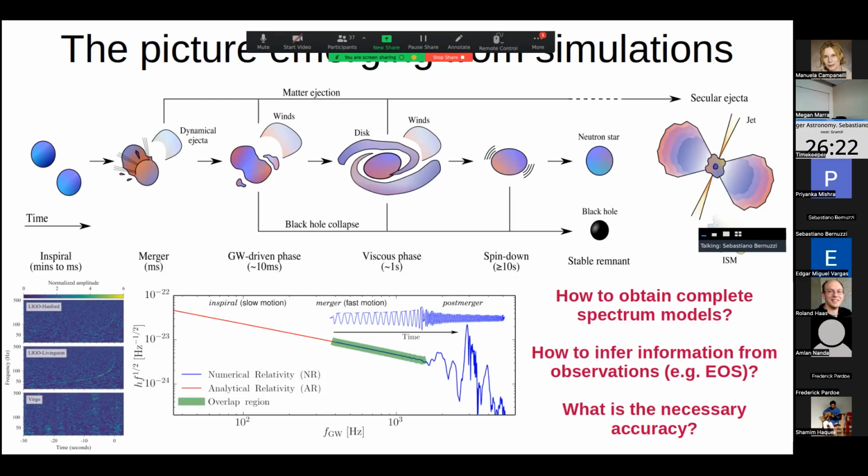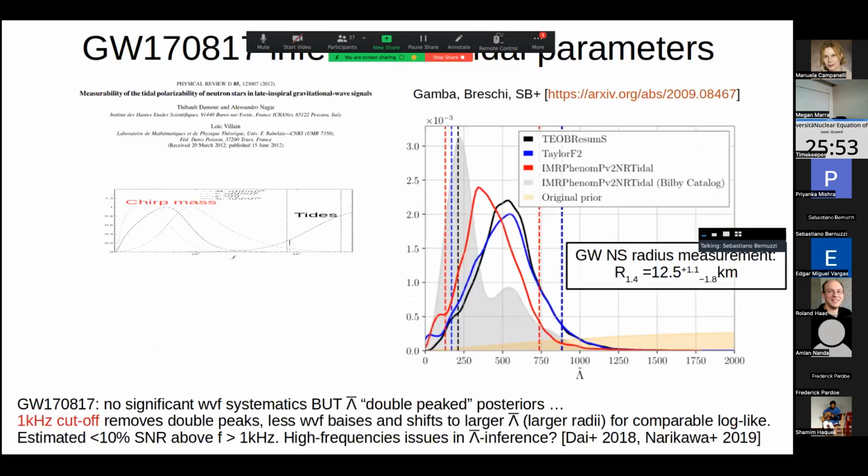And for us modelers, for us theorists, a few questions that we ask ourselves are: how to obtain complete spectrum models, from very low frequency, arbitrarily low frequency, to say kilohertz frequencies; how we can infer the equation of state information from an observation of such a spectrum; and if our models are sufficiently accurate to extract information at all.